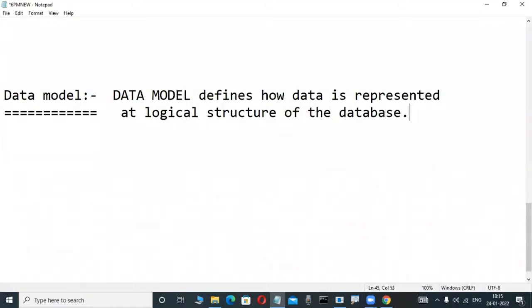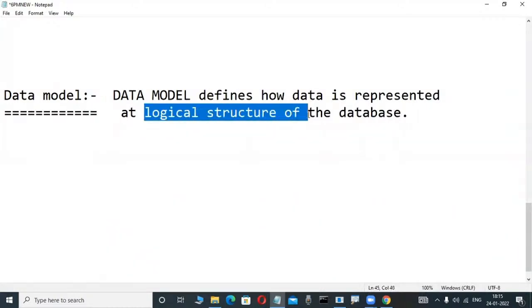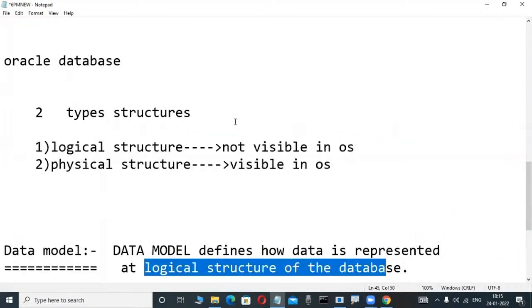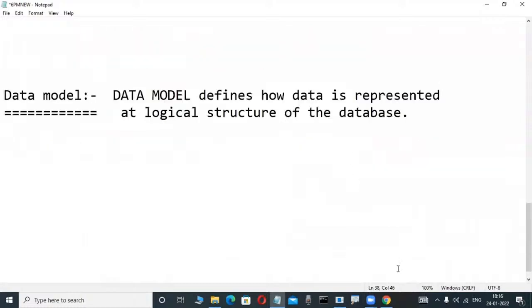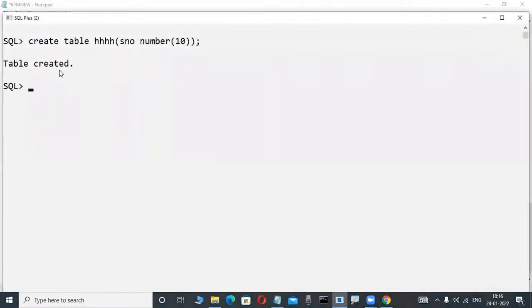Now check it out. Observe it here. What is a logical structure? As I told you in previous classes, a structure which is not visible in the operating system is called a logical structure. If you create a table, it is not visible in the operating system, but it is visible in the database. Very good. Now in this database, how is data represented? In the format of records, but these collections of records are in matrix format.